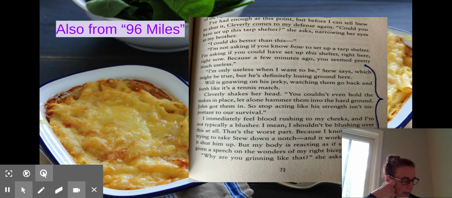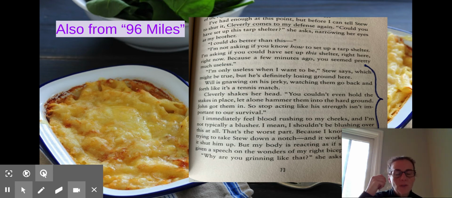Cleverly shakes her head. "You couldn't even hold the stakes in place, let alone hammer them into the hard ground. John got them up, so stop acting like his strength isn't important to our survival." I immediately feel blood rushing to my cheeks, and I'm not typically a blusher. I mean, I shouldn't be blushing over this at all. That's the worst part, because I know she's just trying to take Stu down a notch, and it worked because it shuts him up. But my body's reacting as if she has just given a speech on the wonders of my right biceps.